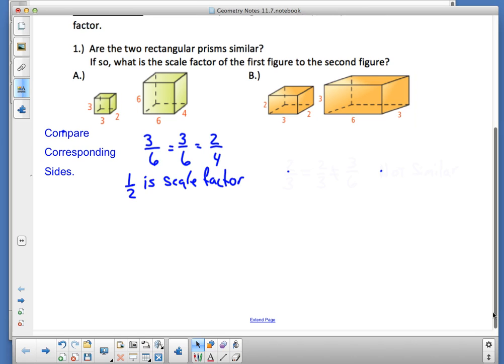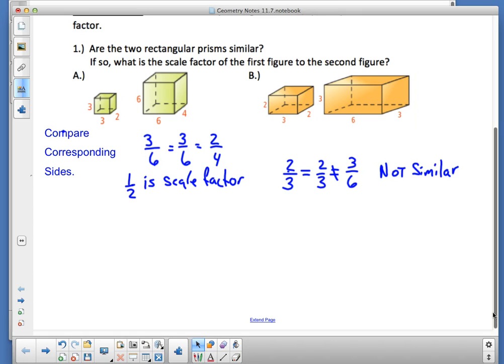Okay, now in B, I am making the comparison of sides. So I've got 2 to 3, 2 to 3, and 3 to 6, which is not the same as 2 to 3, because 2 to 3 is 2/3. 3 to 6 is 1/2. They are not similar at all, and that's how you make this connection.